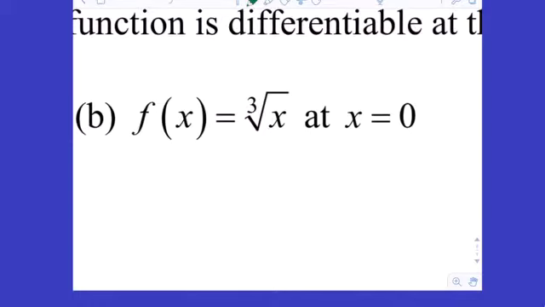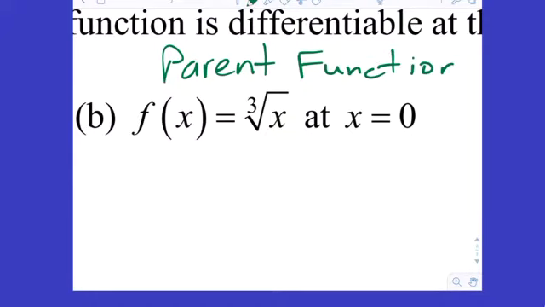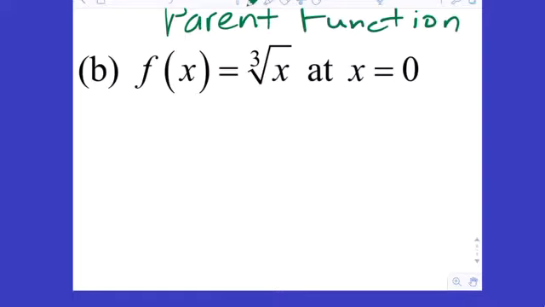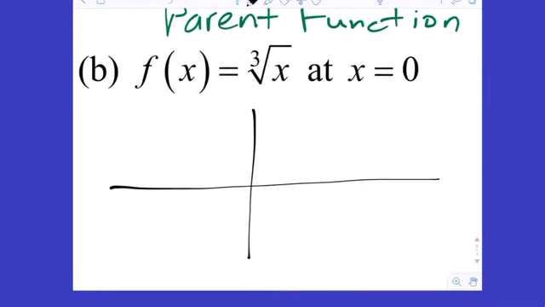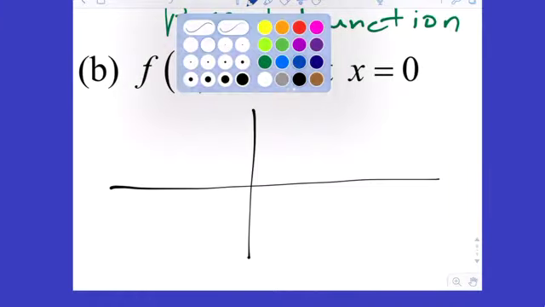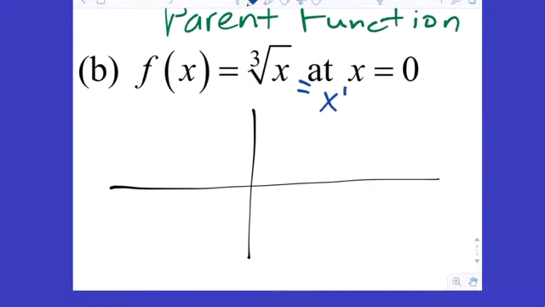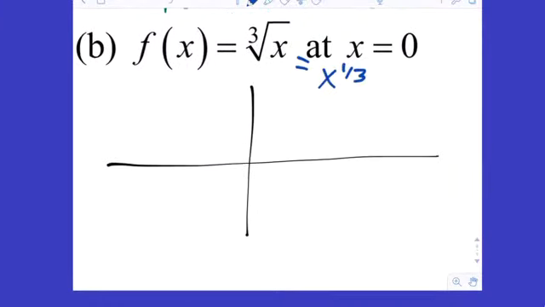B is going to be a new parent function, right? B and C are going to be new parent functions, so you're going to have to memorize them. The cube root of x is the inverse function of x cubed. So all you have to do to get the graph of an inverse of any function is reflect it across the line y equals x. So here's what the cube root of x, also known as x to the 1/3, same thing, looks like.